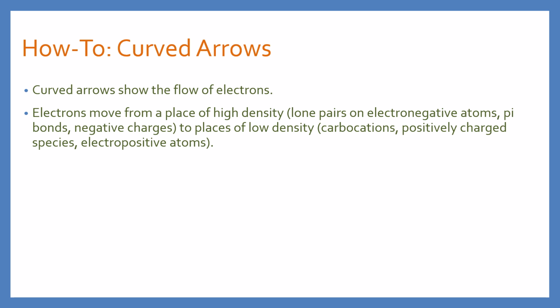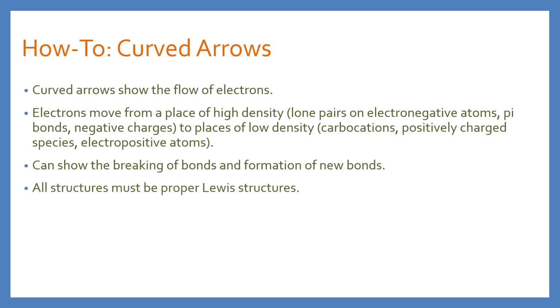Electrons always move from a place of high density, such as lone pairs on electronegative atoms, pi bonds, or negative charges, to places of low density, such as carbocations, positively charged species, or electropositive atoms. Curved arrows can be used to show the breaking of bonds and the formation of new bonds.